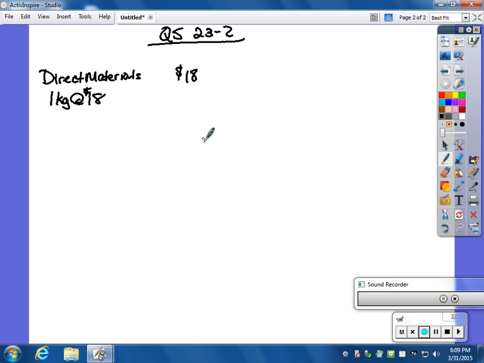And then direct labor, what are we calculating? 0.25 times $20, which gives us how much? $5. And what about overhead?